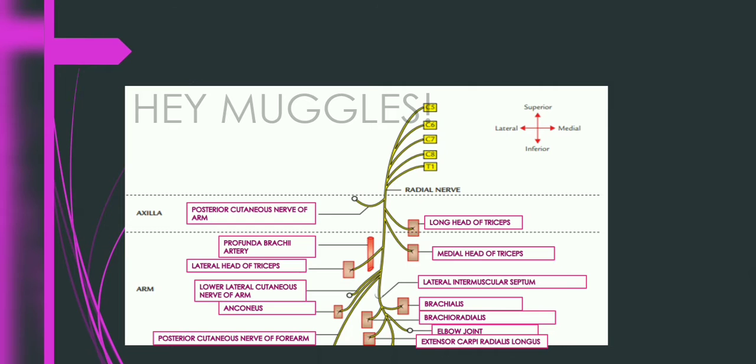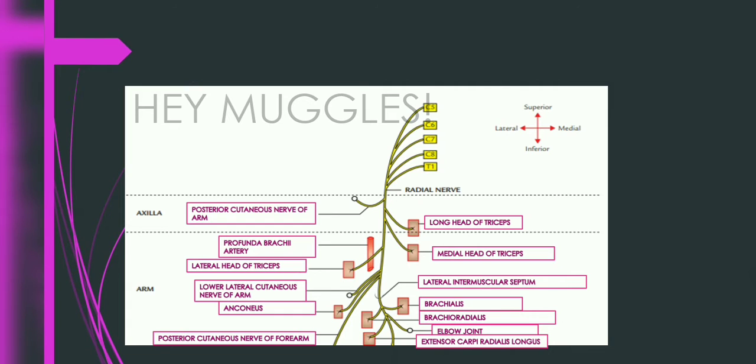Coming to the course and branches of your radial nerve. The radial nerve originates from the posterior cord of your brachial plexus. After originating from the posterior cord, it enters the axilla, and in the axilla it gives 3 branches. It supplies the posterior cutaneous nerve of arm, the long head of triceps muscle and the medial head of triceps muscle.